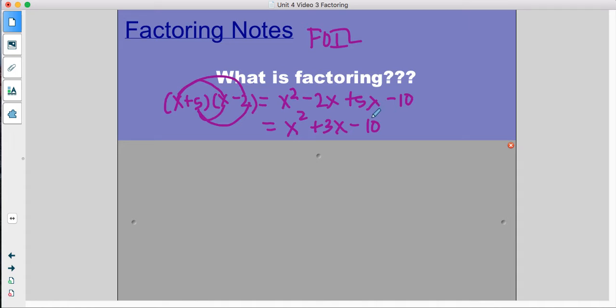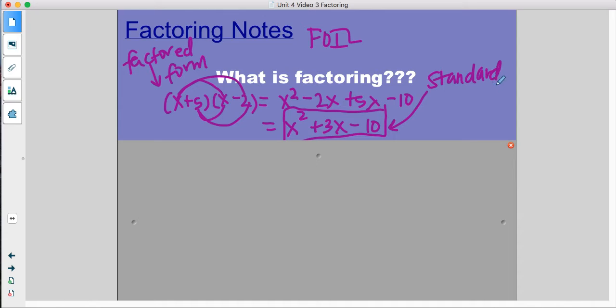This is a quadratic, okay? We are going to be starting with something that looks like this today, and we need to work our way backwards to something that is in factored form, what this is here. So this is factored form. I would call this standard quadratic. So we're going to start with something like this today and work our way back.